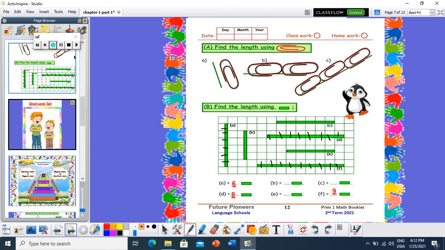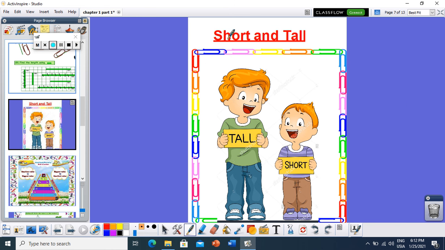Now let's see the next concept. What's the difference between short and tall? So look at this boy. Is this boy tall or short? I think it's a tall boy. This boy is tall and this boy is short. I think it's too easy to differentiate between tall and short.